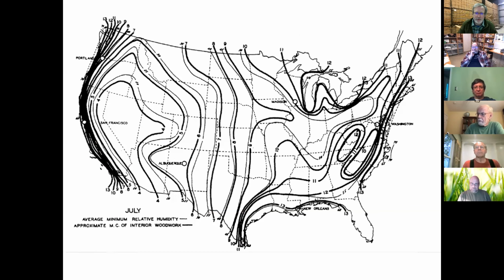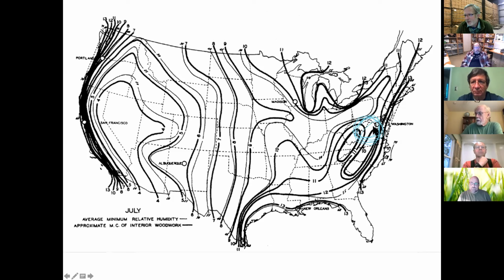And I'll give you an example. So this is a map of the United States showing the moisture content of interior woodwork inside homes throughout the United States. So if I go up here to annotate, let's see if I can draw some pictures here. If I go up into the DC area here, the interior woodwork in July is going to be pretty close to about 11%, right? Which is kind of on the upper edge of that 8, right? So if I dry my wood to 8, it's going to swell a little bit if it stays long enough at that 11% EMC.